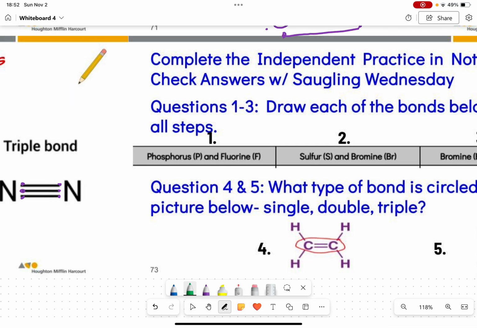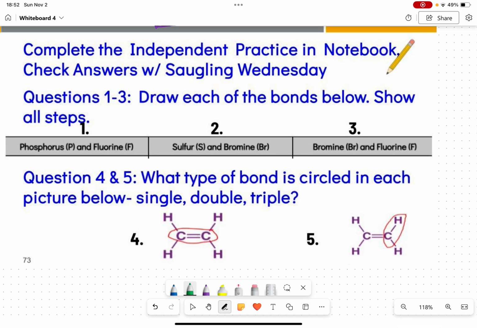So what I want you to do in your notebook is to try drawing these practice questions. So the first one is phosphorus and fluorine. The second one is sulfur and bromine. And then the third one is bromine and fluorine. So follow the steps in the video for the checklist, and that should help you.